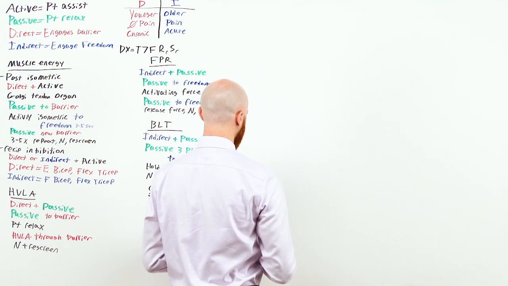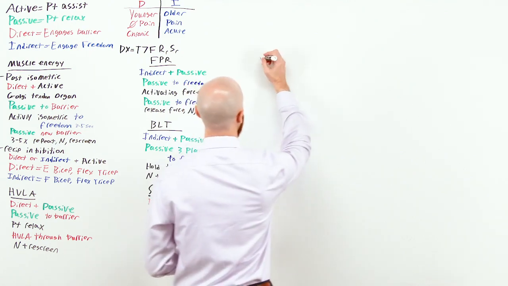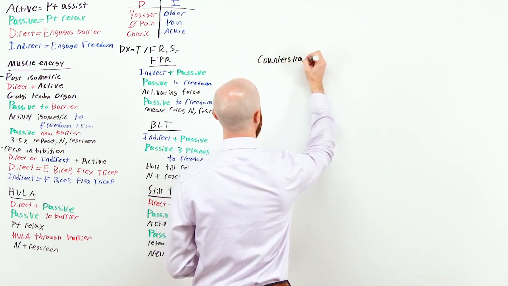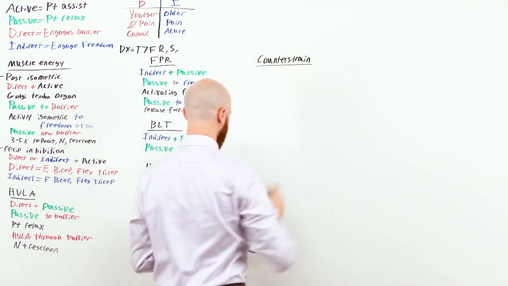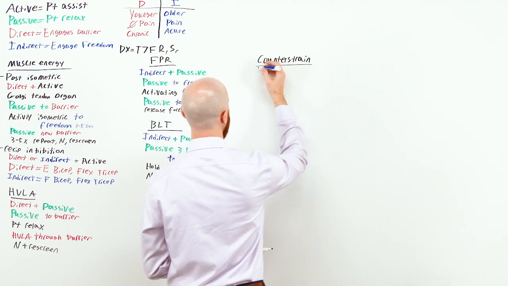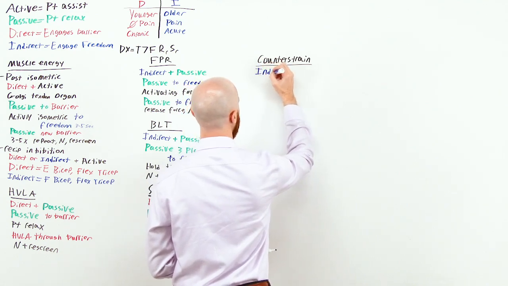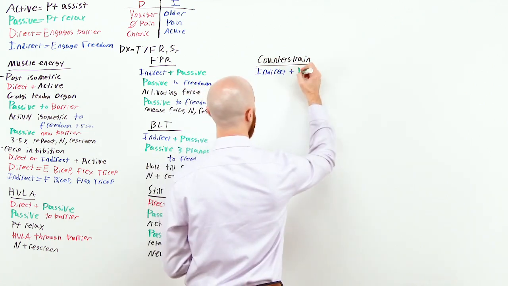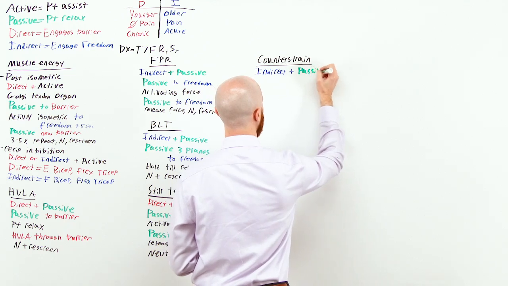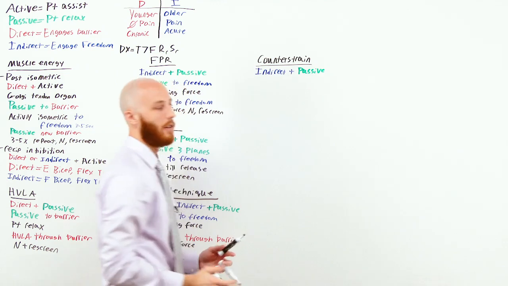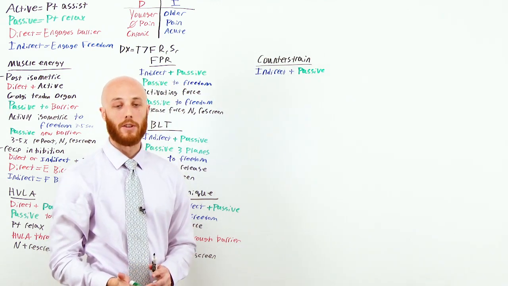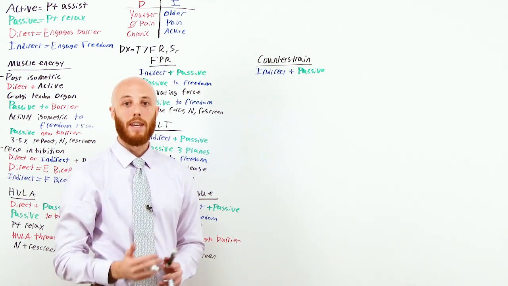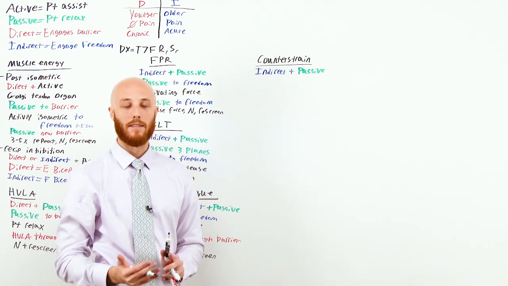This next one is going to be counter strain. So counter strain is an indirect treatment that is also passive. Now we have a whole video devoted strictly to counter strain that comes on later in the series. But for right now, I want you to think of indirect treatment that's also passive.